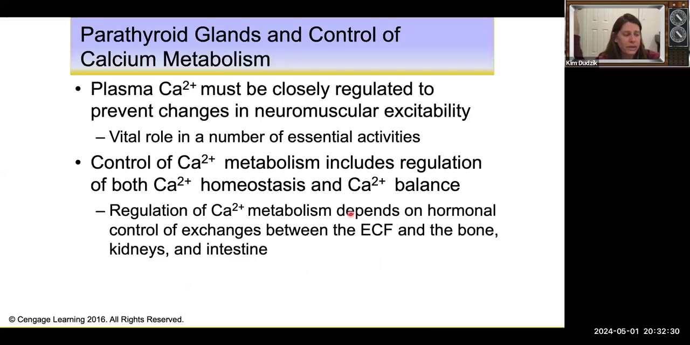So this is a mineral that's being controlled, and we have seen the control of sodium and potassium concentrations in the ECF controlled by a hormone called aldosterone. That was in a previous lecture. So now another mineral, calcium, is controlled mainly by the parathyroid gland, which is the main controller, by the hormone called parathyroid hormone.